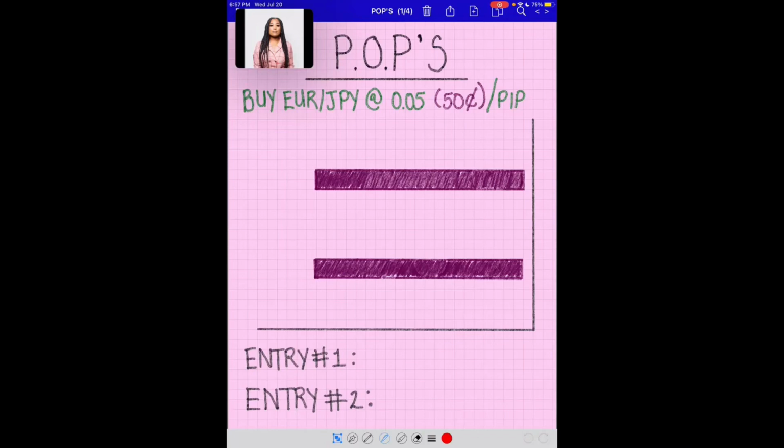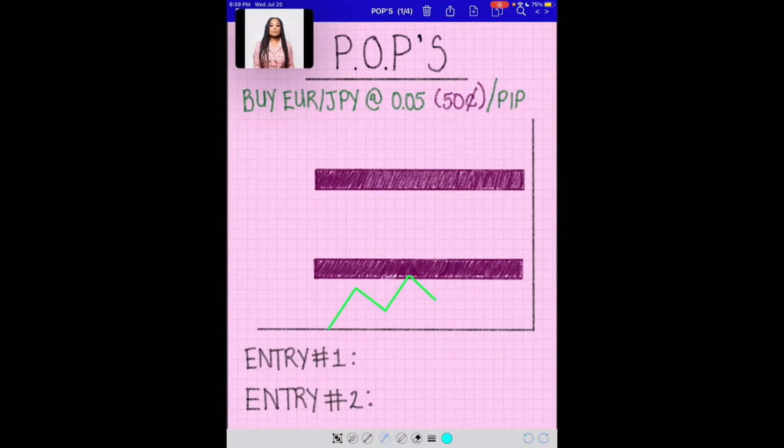So for this example, we're going to be entering a trade for a buy on EURJPY, and we're going to be leveraging a 0.05. Now, we should all be aware that a 0.05 represents 50 cents per pip in the market. We also know that the market does not move straight up or straight down, right? The market actually moves in waves. It breathes. So let me show you guys what I mean. It moves up, then it moves down, then it moves up, then it moves down, right? And it continues in this pattern until a new trend is created.